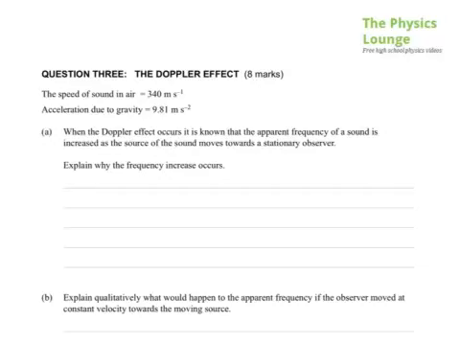This is 2012 Scholarship Physics paper question 3 on the Doppler effect. We've got the speed of sound in the air and acceleration due to gravity given. Well actually, speed of sound is 2 significant figures, acceleration due to gravity is 3.